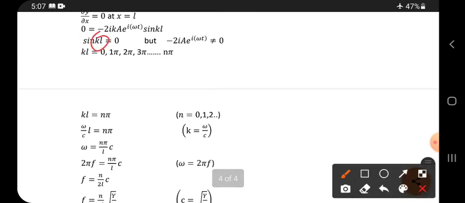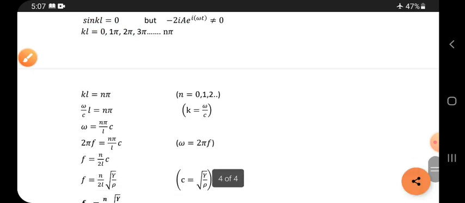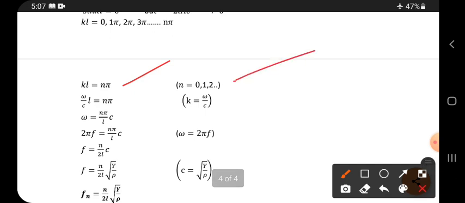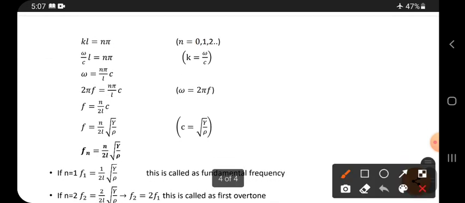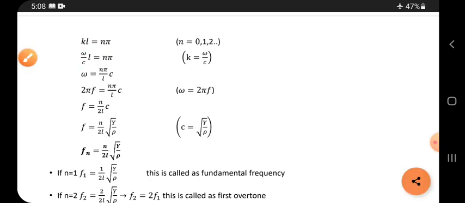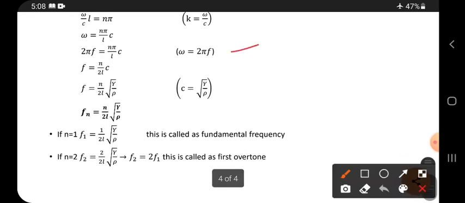For what values of kl is the sin value 0? If kl = 0, sin 0 = 0; kl = π, sin π = 0; and so on, for all multiples of π it is 0. So kl = nπ, where n starts from 0. If you substitute 0, you get this one; if you substitute 1, you get this one. We know k = ω/c, so (ω/c)·l = nπ. Keep ω and bring the remaining terms to the other side, and ω can be written as 2πf. Here π cancels, so f = (n/2l)·c.